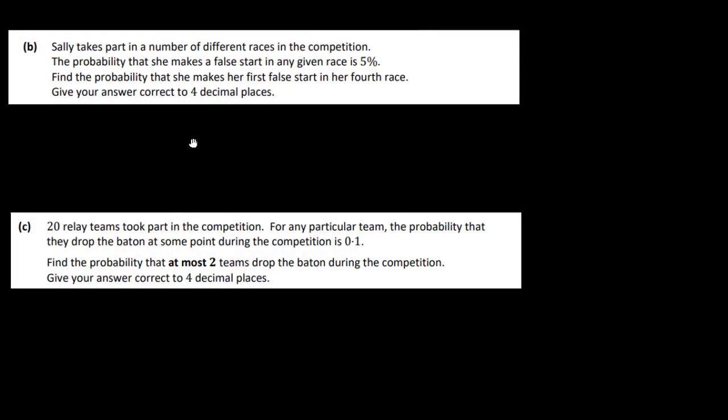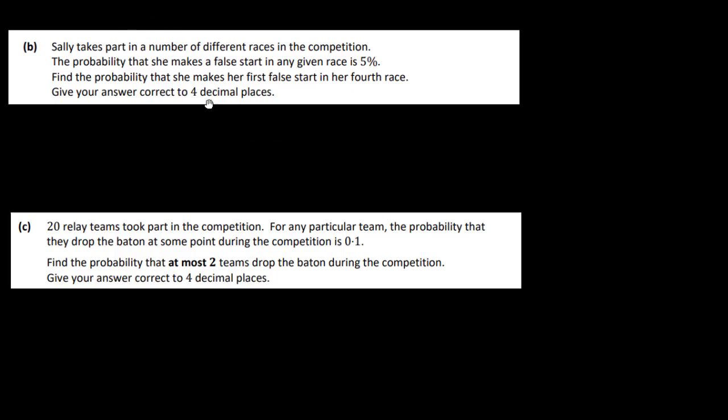Sally takes part in a number of different races in the competition. The probability that she makes a false start in any given race is 5%. Find the probability that she makes her first false start in her fourth race. Give your answer correct to 4 decimal places. Okay, so this is a Bernoulli trial of sorts. It's what we call an extended Bernoulli trial.